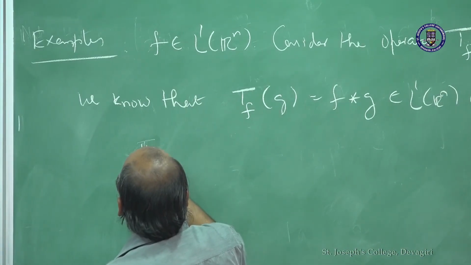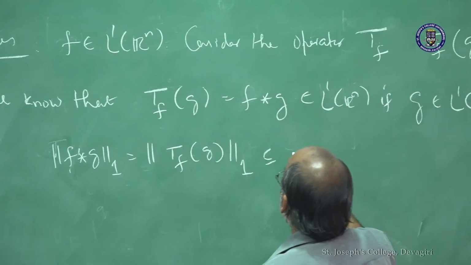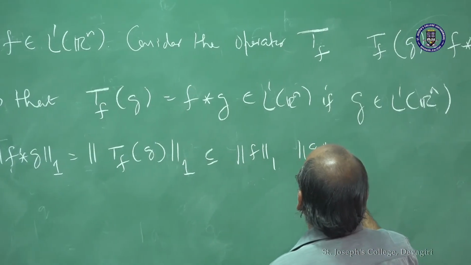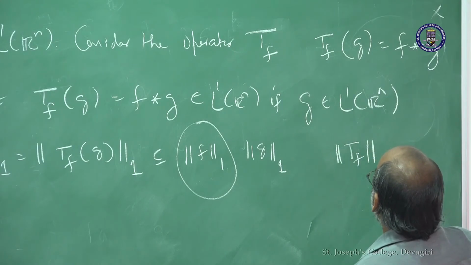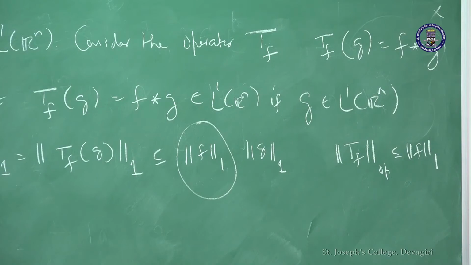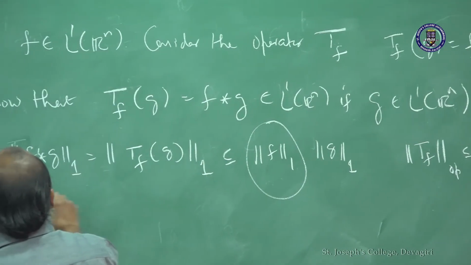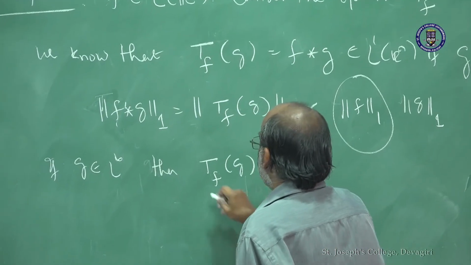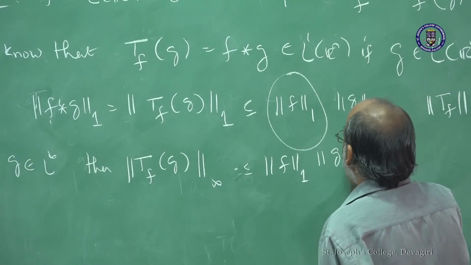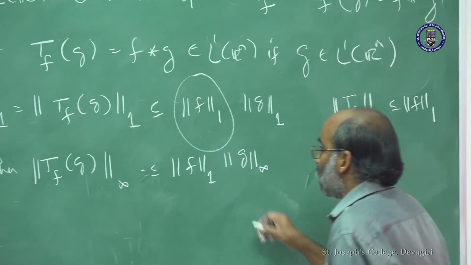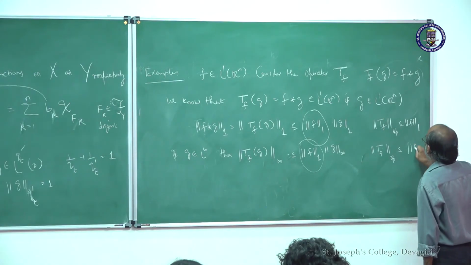So the L^1 norm of f star g, this is equal to the norm of T_f g, right? This is less than or equal to the L^1 norm of f times the L^1 norm of g, right? So what that says is the operator norm of T sub f is less than or equal to the L^1 norm of f. And at infinity, L^infinity, that is a trivial thing. If g is in L^infinity, then the L^infinity norm of T_f g is less than or equal to, again, the L^1 norm of f times the L^infinity norm of g by Holder's inequality. That is a trivial exercise. So this tells me that the L^infinity operator norm of T_f is less than or equal to the L^1 norm of f again.